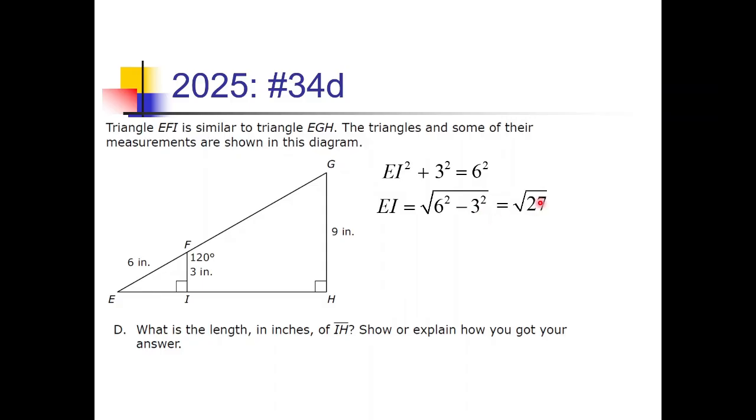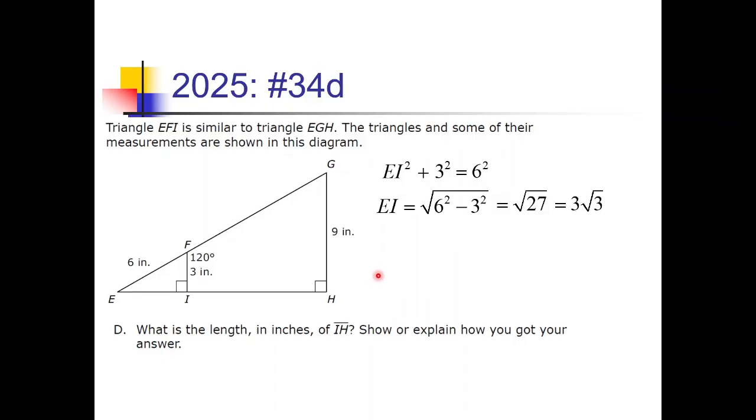And if I wanted to, I could simplify this radical a little bit. I could split this up into 9 times 3 and square root the 9. So this could be written, if I wanted, as 3 radical 3. Now, I also need to figure out EH, that total side there, because I'm going to subtract this 3 radical 3 from the total side.